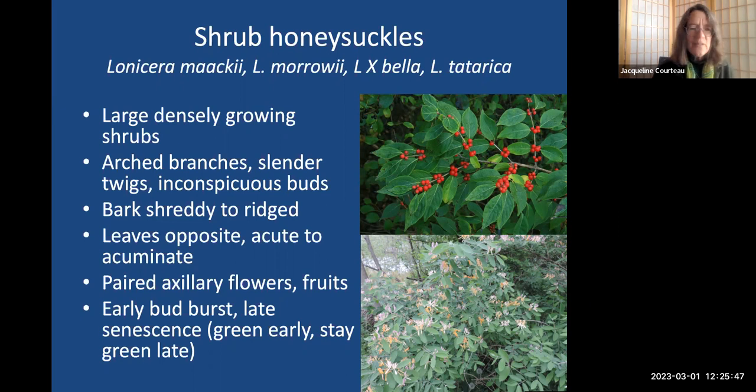So again, there's some differences between these, and you can certainly learn all of them separately, but all of them have in common these slender twigs, kind of a light tan, and very inconspicuous buds. As they mature on the lower stems, and some of these can get to be the size of small trees in diameter, the bark is shreddy for Tatarica and more ridged, distinctively so, for Maackii.